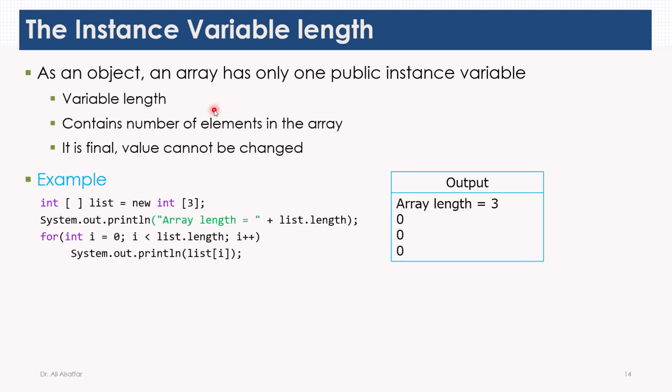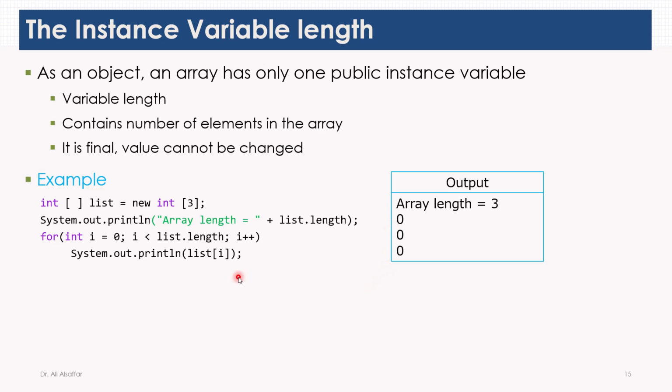Now we are coming back to our example, and this is how to print the values of the array list using the length instance variable in a for loop. We simply write list.length instead of writing a 3. We know that when you create an object of integers, the system will initialize all of these elements of the array to zeros. Therefore, this code will print all zeros on the output screen.